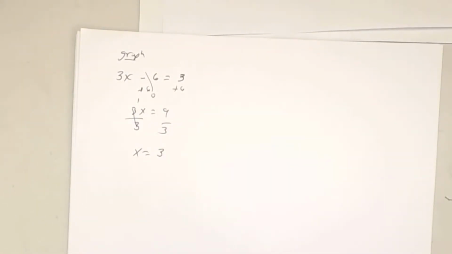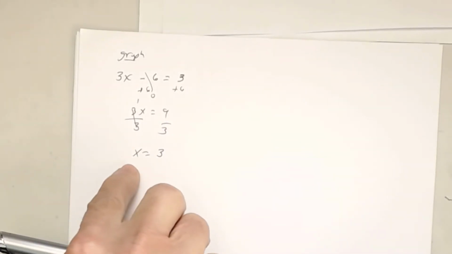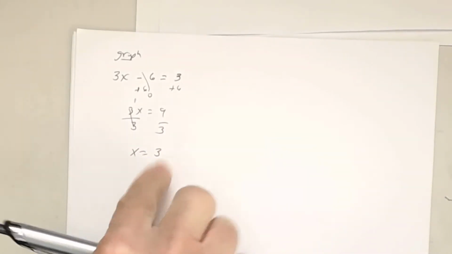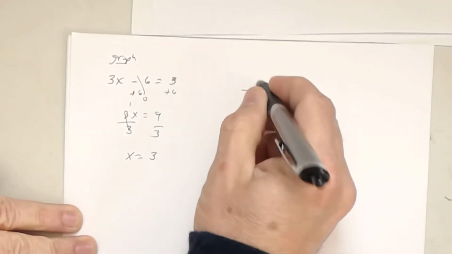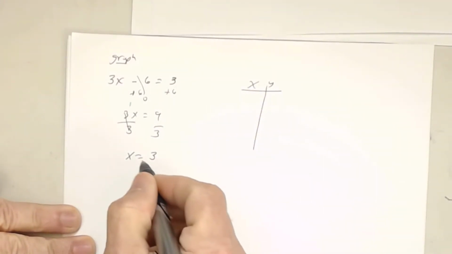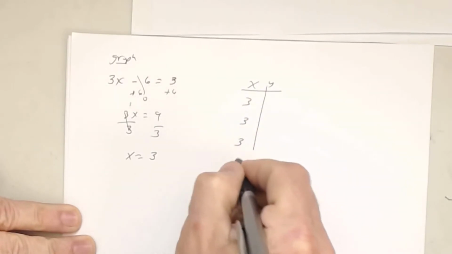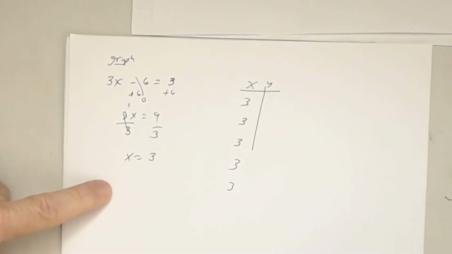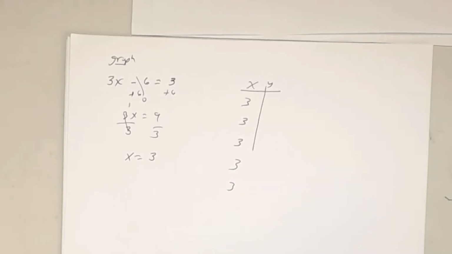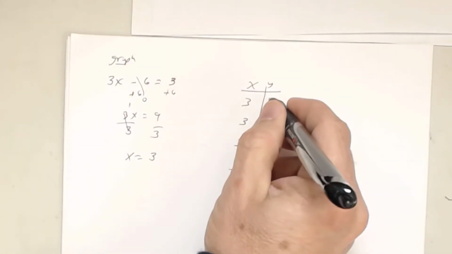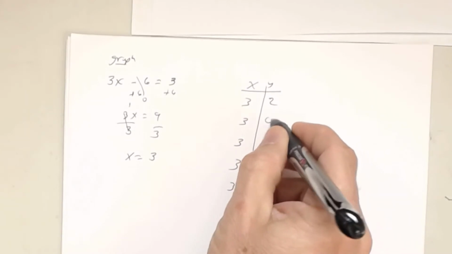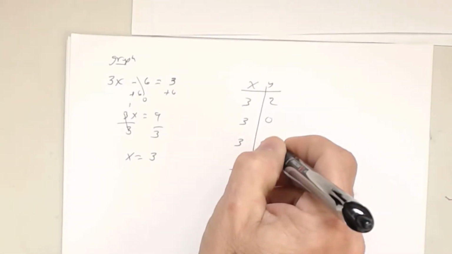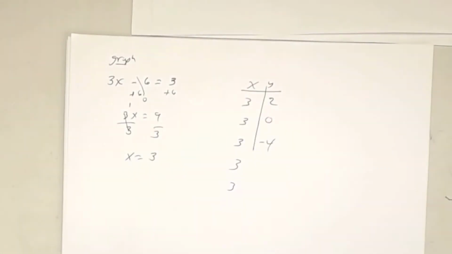3. So think about that t-table. What that means is that x is always going to equal 3. So in your t-table, remember we talked about this, x always equals 3. Along that column, you're going to have 3, nothing else, because that's what this says. X has to be 3. It cannot be anything else. But y can be whatever you want it to be. So when x is 3, what do you want y to be? 2. If x is 3, what do you want y to be? 0. If x is 3, what do you want y to be? Negative 4. And so on. There are infinite points here.